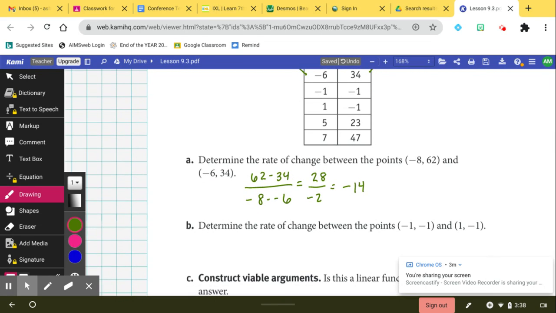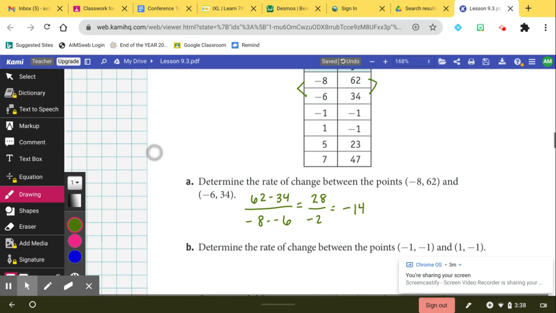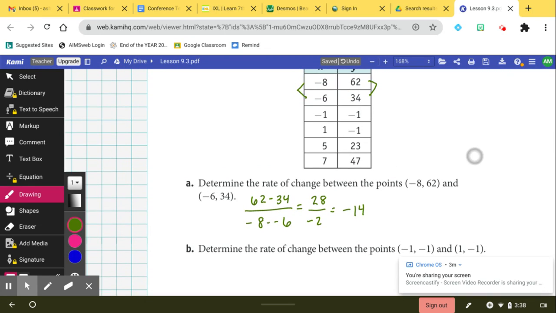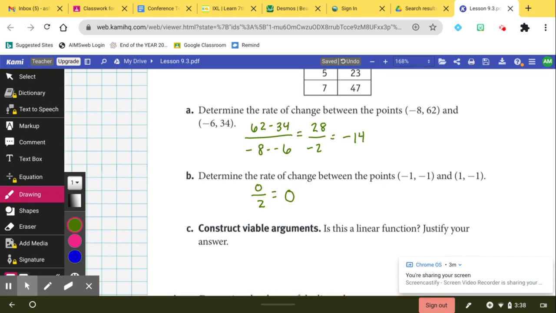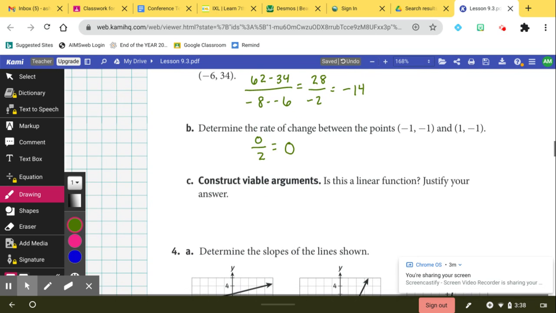Then it says determine the rate of change between the points (-1, 1) and (1, -1). Change in y is 0 over my change in x, which is 2, and 0 divided by 2 is just 0. So the rate of change between those 2 points is 0. It says, is this a linear function? Justify your answer. Since their rates of change are not constant, no. The rate of change is not constant.